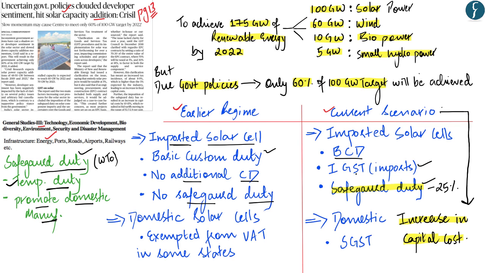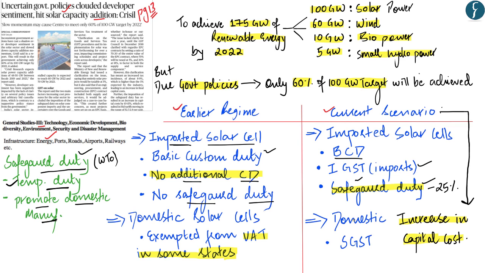Now in addition to the safeguard duty, the imposition of GST on various solar components has also led to increase in the capital cost of the solar power projects. As discussed, prior to the GST regime, the solar modules were exempted from the additional custom duties and the VAT in several states. This VAT was applicable for the domestically produced solar cells, while the additional custom duty was applicable on the imported solar cells.